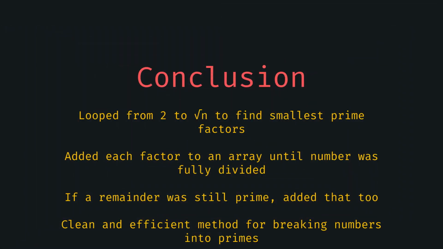To recap, we've built a function that takes any number and returns its prime factors. We've looped efficiently up to the square root of the number, dividing our primes step by step. This method is both clean and effective, great for any math-related tasks you'll encounter in code.